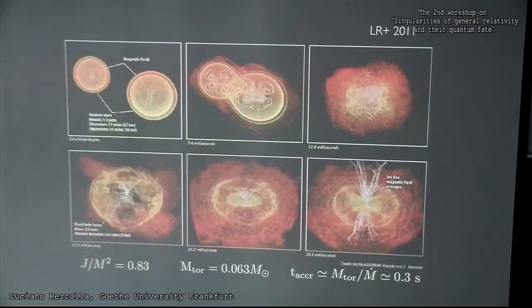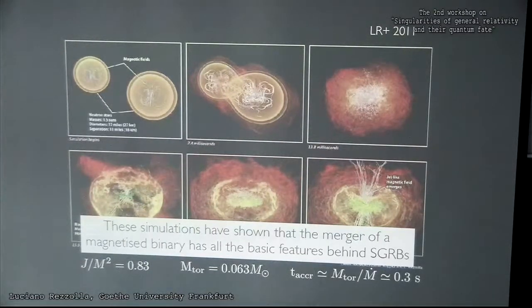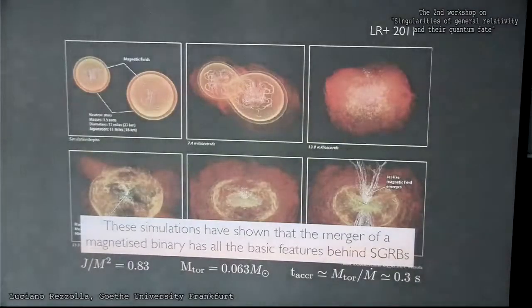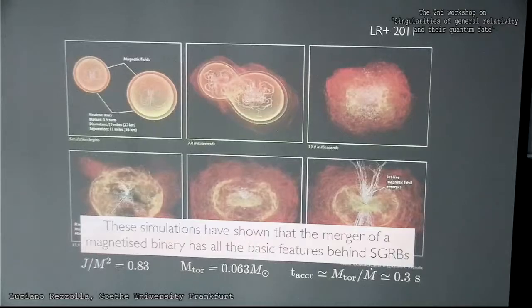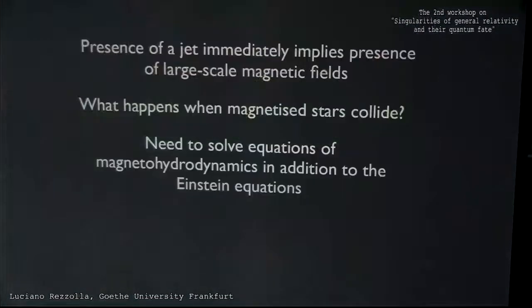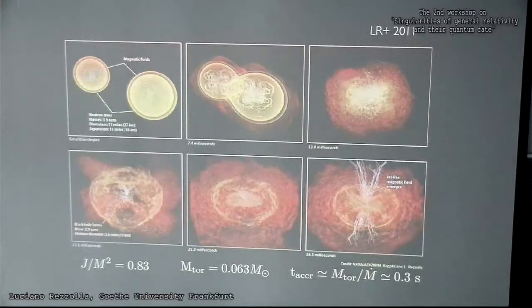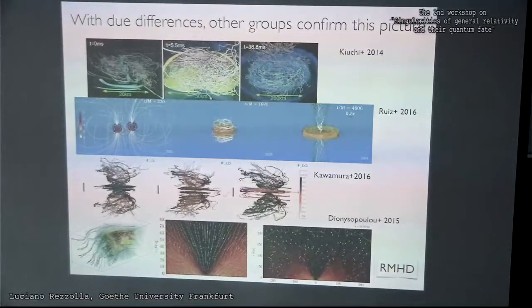But if you look at the properties of this object, you have a curved black hole and 0.06 of a solar mass in the torus. You have about 3.3 seconds to accrete everything and launch a gamma ray burst. Although this is not a gamma ray burst simulation, it is a proof of concept that if you take two neutron stars which have magnetic fields and you produce a black hole, then chances are you will produce also a jet. These are simulations, not artist's rendition. Other groups have redone the simulations and obtained similar results.